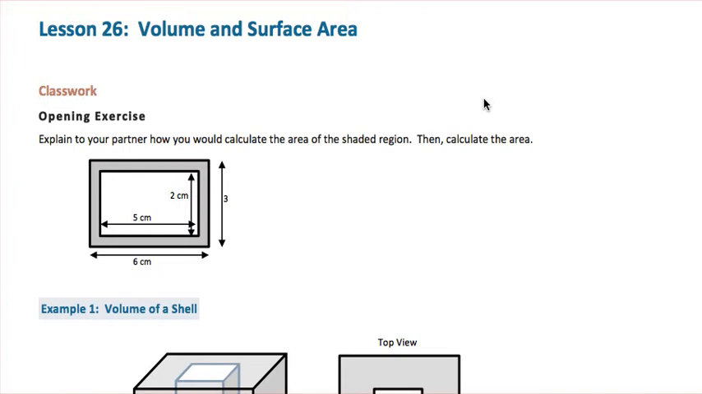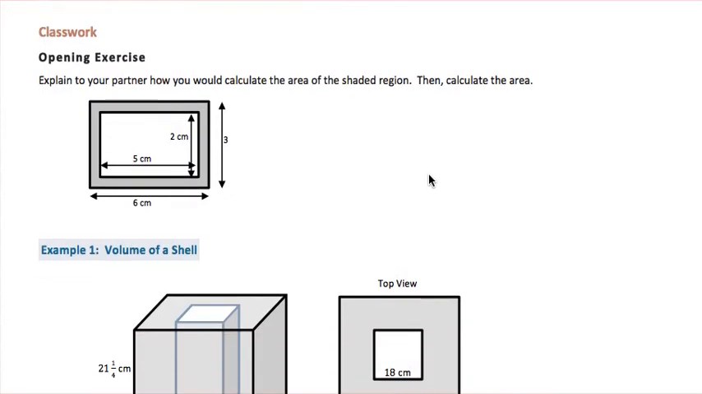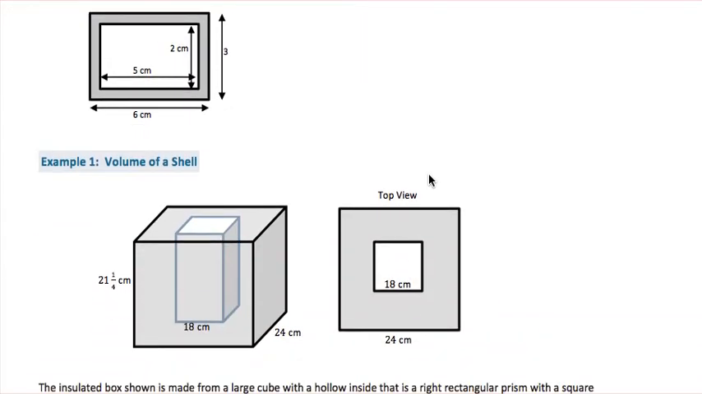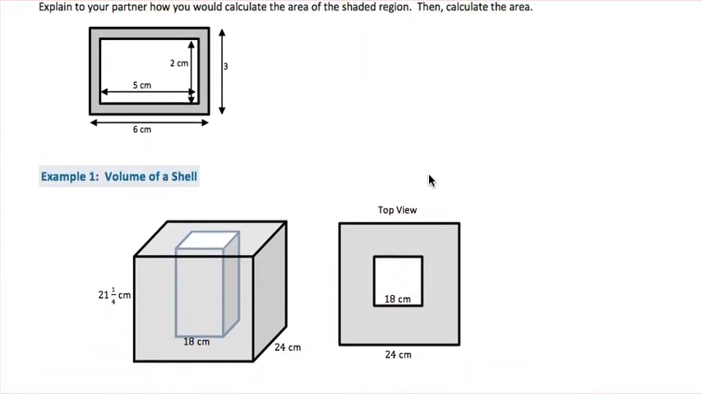Lesson 26, the last lesson in Module 3. We're going to look at volume and surface area one more time with some real-world problems. So in our opening exercise, you're going to explain to your partner, or you should have explained to your partner, how you would calculate the area of the shaded region, and then actually calculate the area.